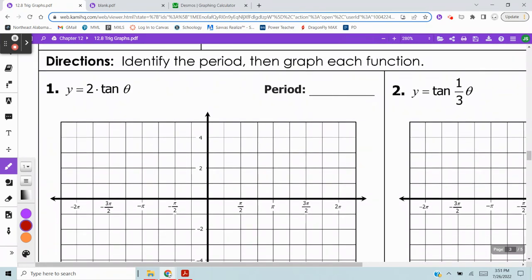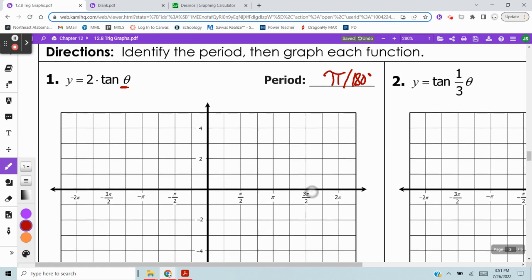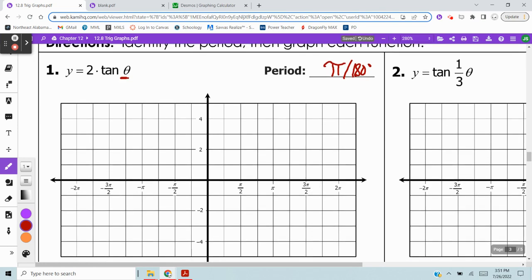So again, normally our period is 180 degrees or pi, but if there's ever a value being multiplied by our x, we know that's going to change it. In this case, there's not. So pi, or 180 degrees, is going to be our period. Now, I like to go ahead once again and graph those asymptote lines before we get started.